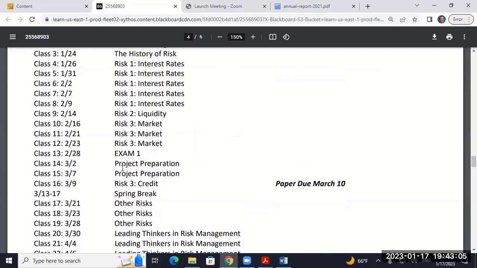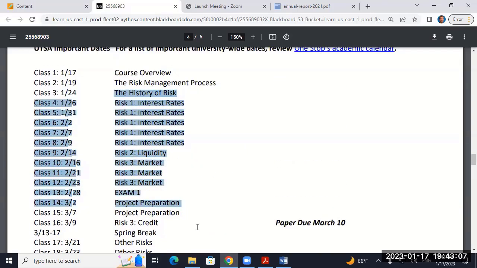So that's the class. The first half or 2/3 is going risk by risk by risk. You're going to see when we get into the process, bottom line, the process is define, measure, mitigate. That's the class. Define what is interest rate risk. How do you measure interest rate risk?